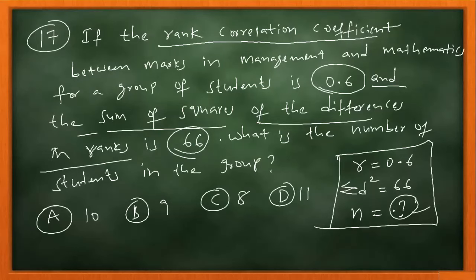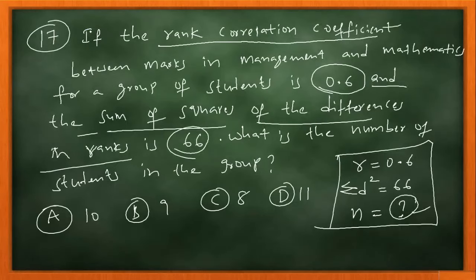So the formula required to calculate the rank correlation coefficient is very important now. We know three things. R equals 0.6. Summation D square equals 66. And we don't know what N is. So these three.